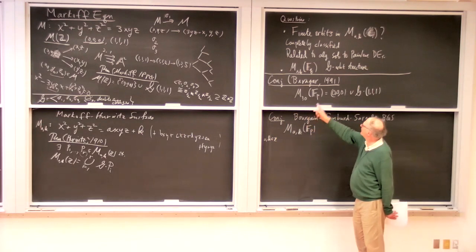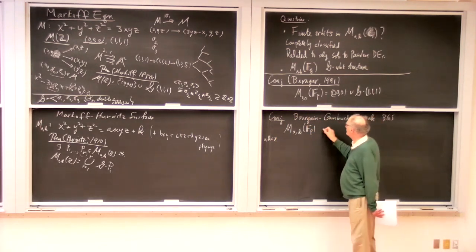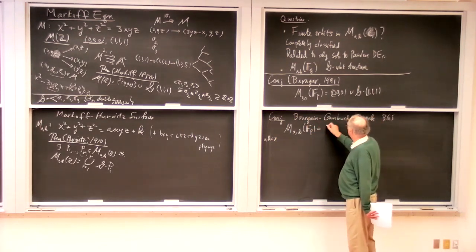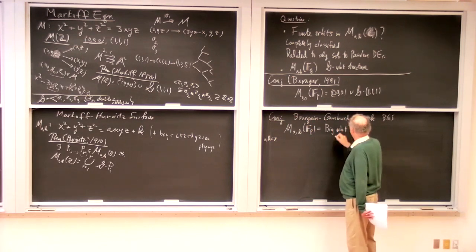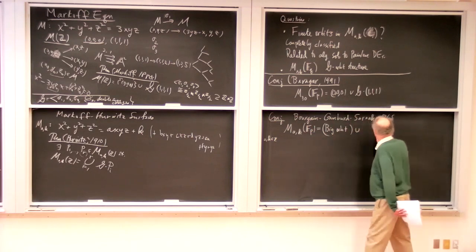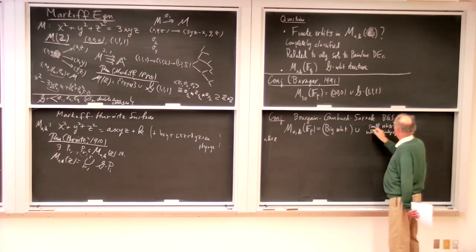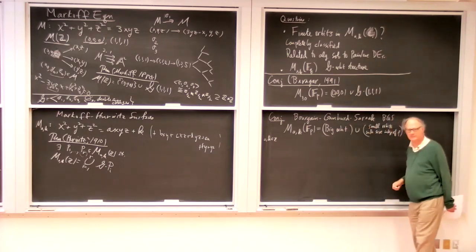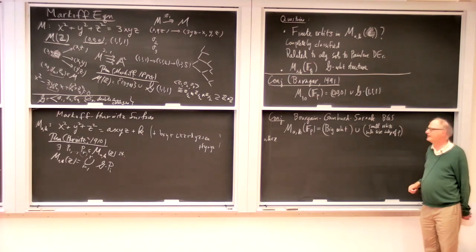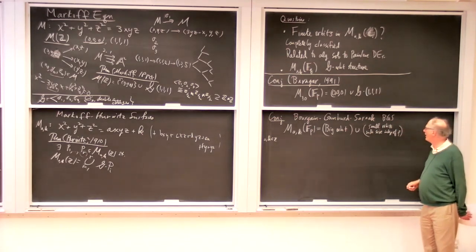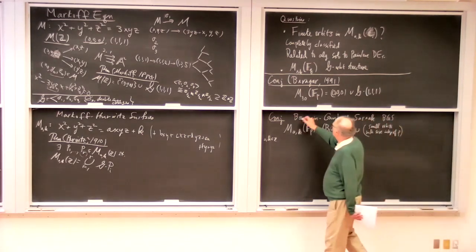It's not even true for the original Markov equation. So the conjecture is: the big orbit union small orbits with size independent of P, as P varies. So that's a pretty nice conjecture.